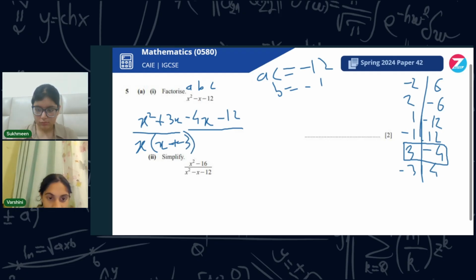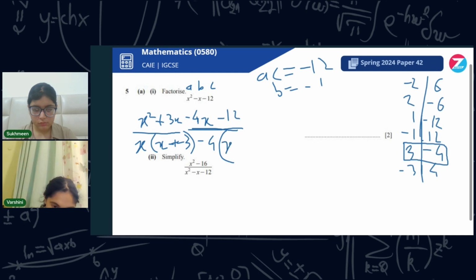So now we're going to factorize these two terms, minus 4x and minus 12. So what's common between minus 4x and minus 12 is the factor minus 4. We're going to take minus 4 out, and in the brackets it's going to be minus 4x divided by minus 4, which is going to be x, plus minus 12 divided by minus 4, which is just going to give us 3.